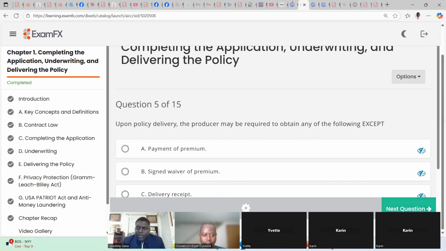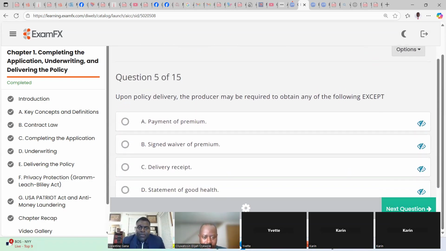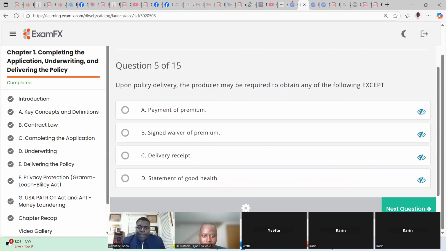Let's go to the next one. 5 of 15. Yvette, can you read this one? Under the policy delivery, the producer may be required to obtain any of the following except A, payment of premium, B, signed waiver of premium, C, delivery receipt, D, statement of good health.